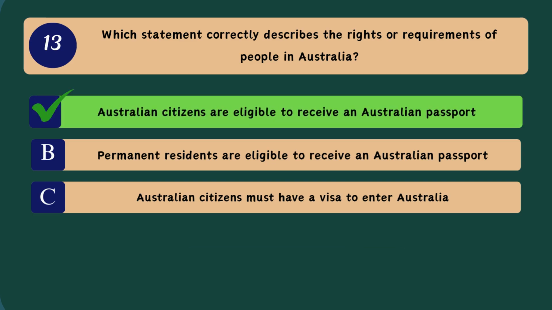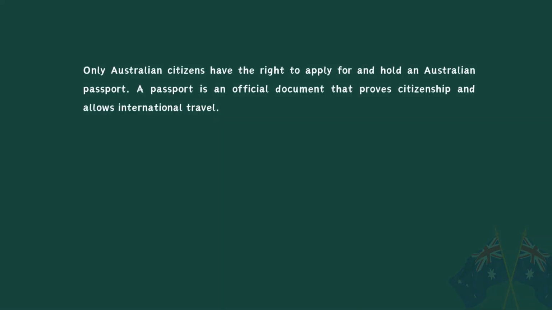Correct answer A. Australian citizens are eligible to receive an Australian passport. Only Australian citizens have the right to apply for and hold an Australian passport. A passport is an official document that proves citizenship and allows international travel.